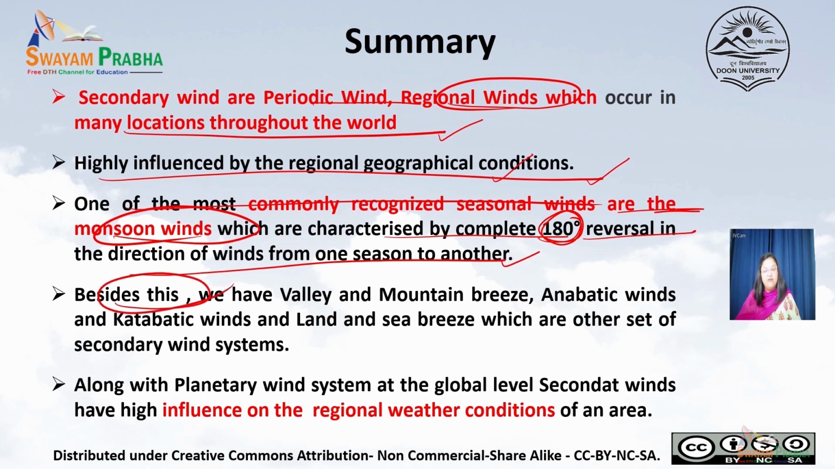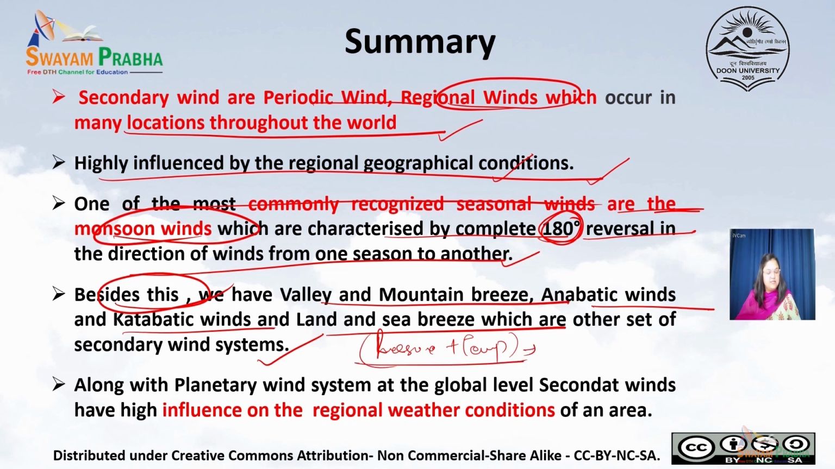Besides this, we have periodic winds also, just as valley and mountain breeze, anabatic and katabatic winds, land and sea breeze, which are another set of secondary wind circulations, and they are primarily observed due to changes in the pressure and temperature conditions of a specific distinctive region. Most of these winds are periodically experienced during daytime and nighttime in a particular day.